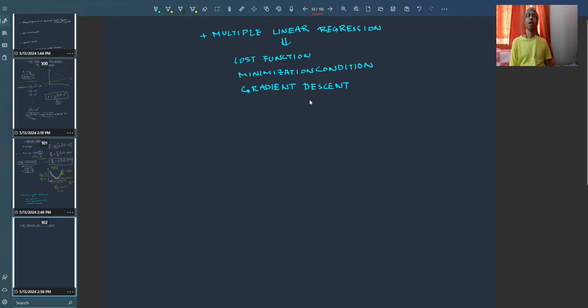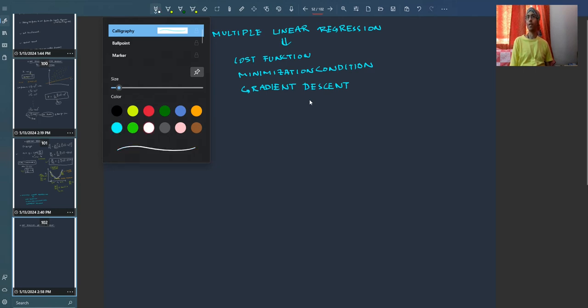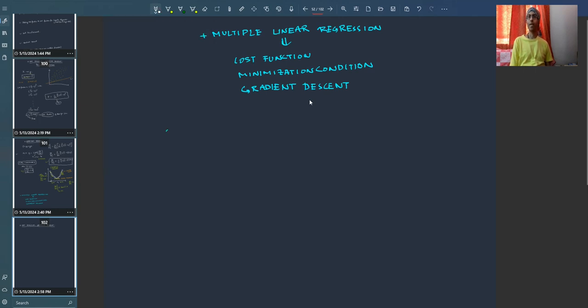So cost function, minimization condition, and gradient descent in case of a multiple linear regression. Let's say we have an equation which is having a couple of features. Let's say y hat is equal to a0 plus a1x1 plus a2x2. This is our multiple linear regression. In this case, how will the gradient descent look like? So instead of a curve, it will become like a three-dimensional bowl. Let me try to show it to you.